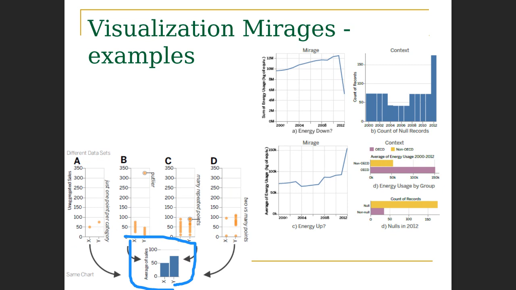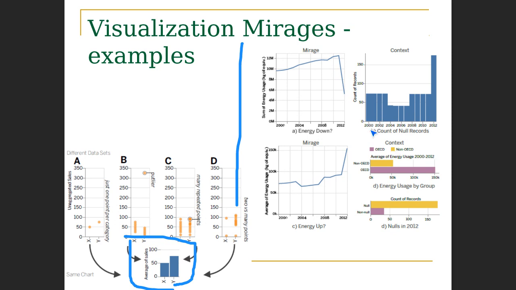Another example of the mirage is going to be this part of the visual. So we're moving on to the right side. What you see is power consumption over the years. It's broken down by year, and it's OECD countries versus non-OECD countries. But here's the catch. There are a bunch of null entries. So it's not one entry for a year. It's like every month, maybe. For some months, there are nulls.